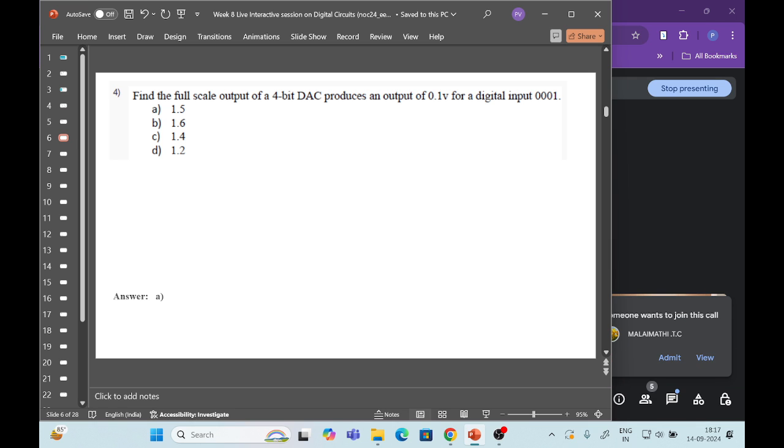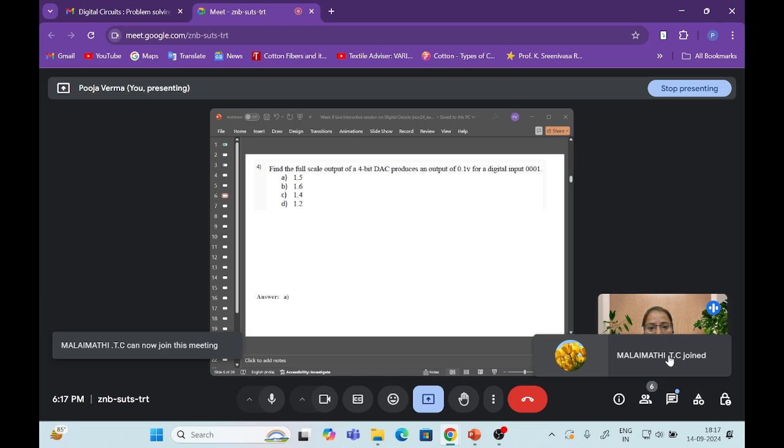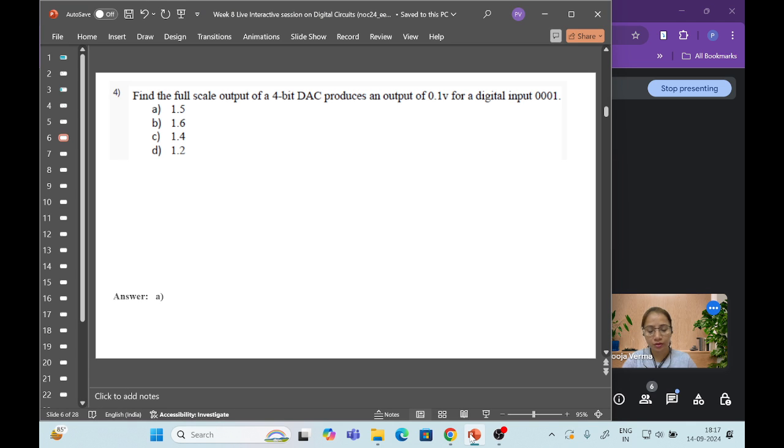So what will be the full scale output of a 4-bit DAC that produces an output of 0.1 volt for a digital input 0001? So how will we calculate the output voltage? That is the full scale output voltage.